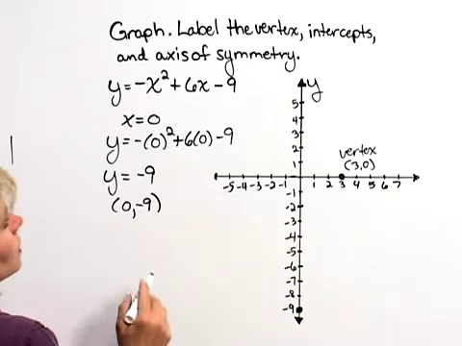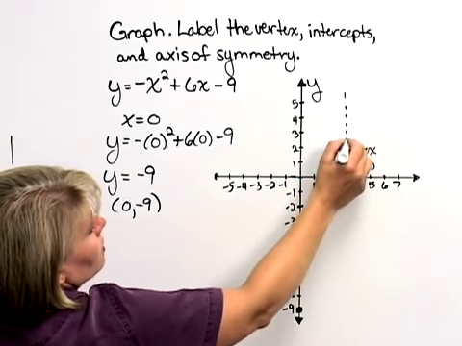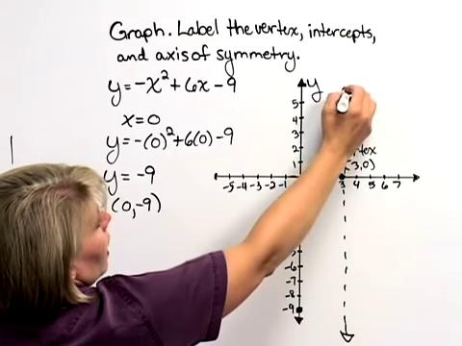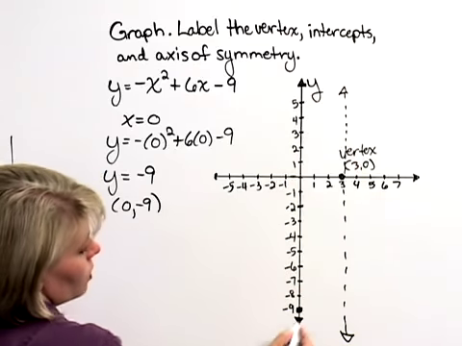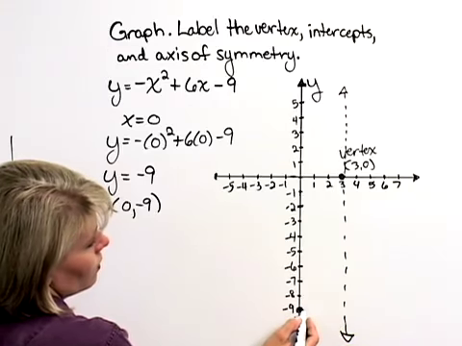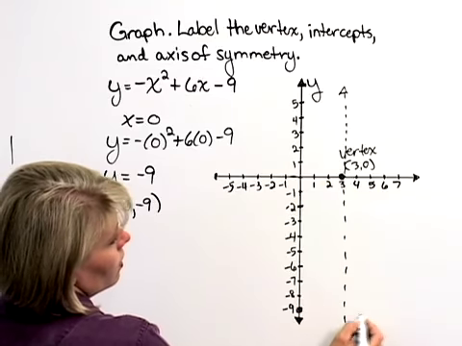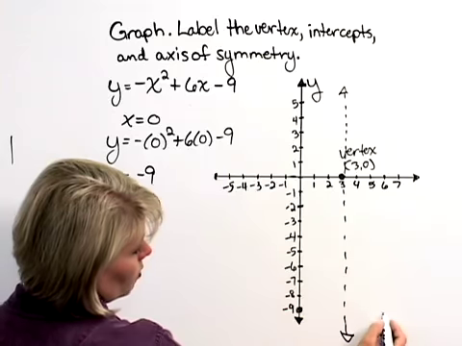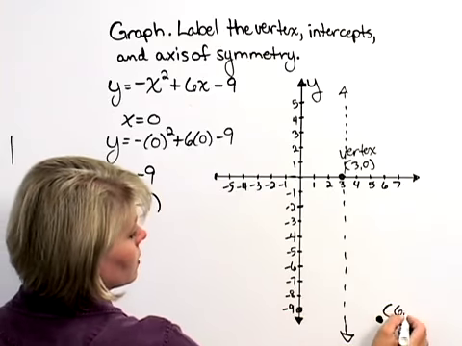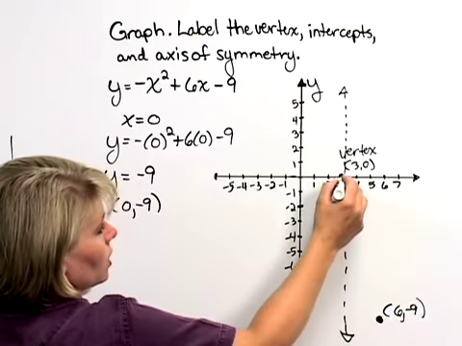Now, I noticed something. Our axis of symmetry is the vertical line at our vertex. It's an imaginary line here that the graph is symmetric around. So if I have -9, 3 units to the left of our axis of symmetry, I'm going to have -9, 3 units to the right, which will give me a point down here of 6, -9. That's enough for me to find the shape of my graph.